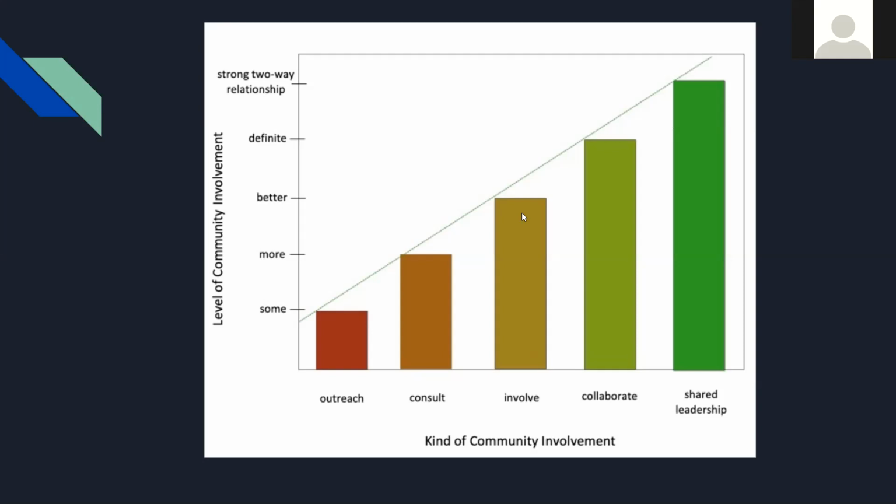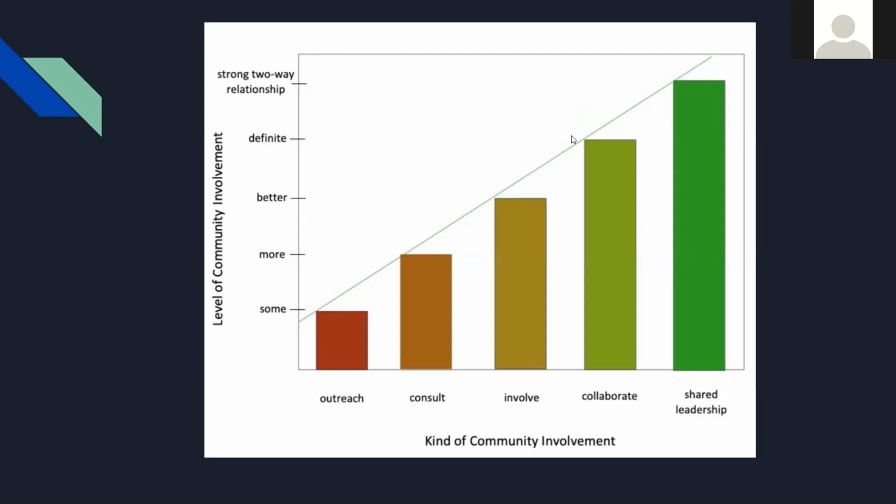So here on the x-axis, we have those five. And then on the y-axis, we just have the level of community involvement. So that's basically how deep you're getting in. And as you can see, outreach is good. It's some, but it's not the most. And then we go up, and that's pretty obvious, you can see. And we end with this strong two-way relationship.